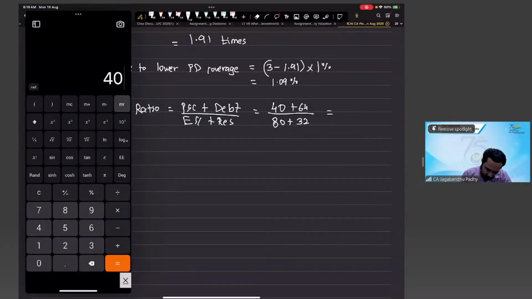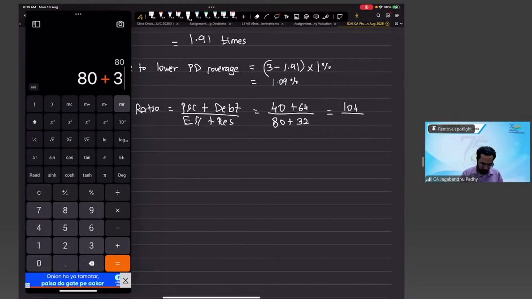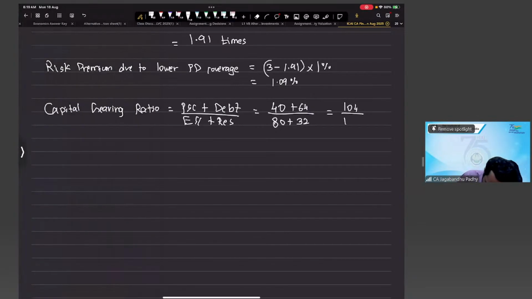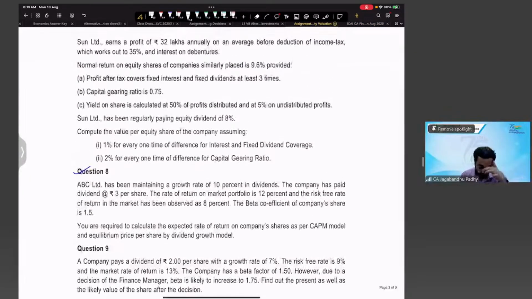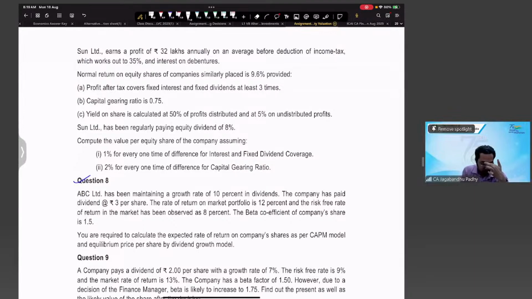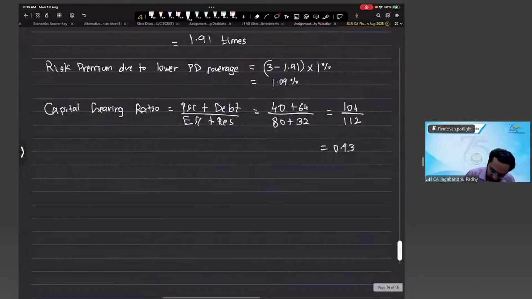So that's 40 plus 64, which is 104, divided by 80 plus 32, which is 112. Right? So the capital gearing ratio is 0.93. What is the target that was given to us? The capital gearing ratio target is 0.75. Of course, it's more than that, right?